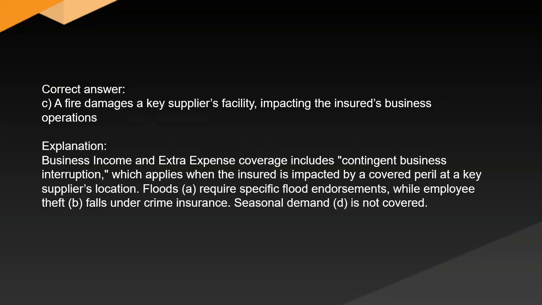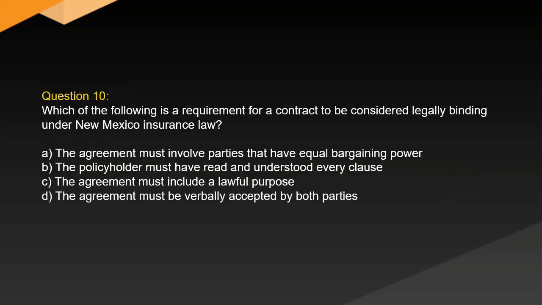Correct answer. C. A fire damages a key supplier's facility, impacting the insured's business operations. Explanation. Business income and extra expense coverage includes contingent business interruption, which applies when the insured is impacted by a covered peril at a key supplier's location. Floods, A, require specific flood endorsements, while employee theft, B, falls under crime insurance. Seasonal demand, D, is not covered.